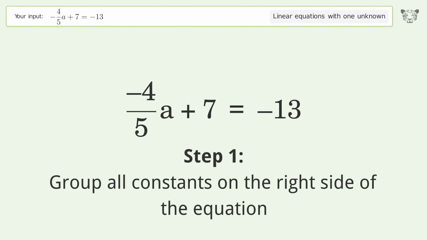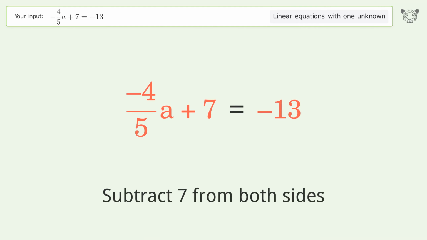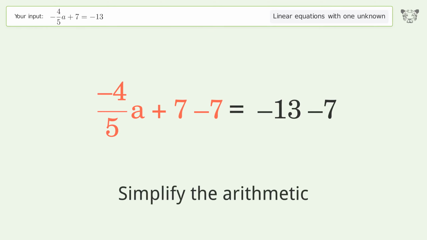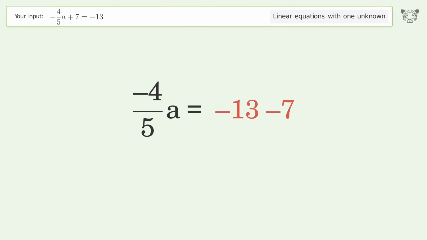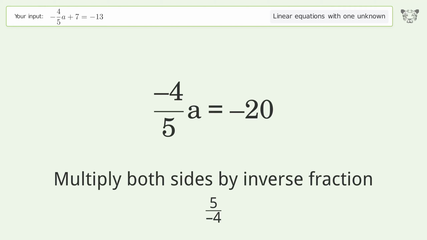Group all constants on the right side of the equation. Subtract 7 from both sides. Simplify the arithmetic. Isolate the a. Multiply both sides by inverse fraction 5 over -4.